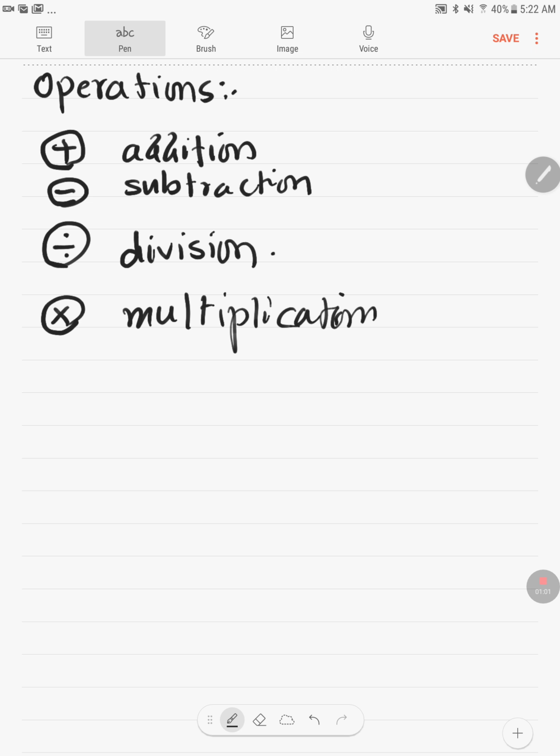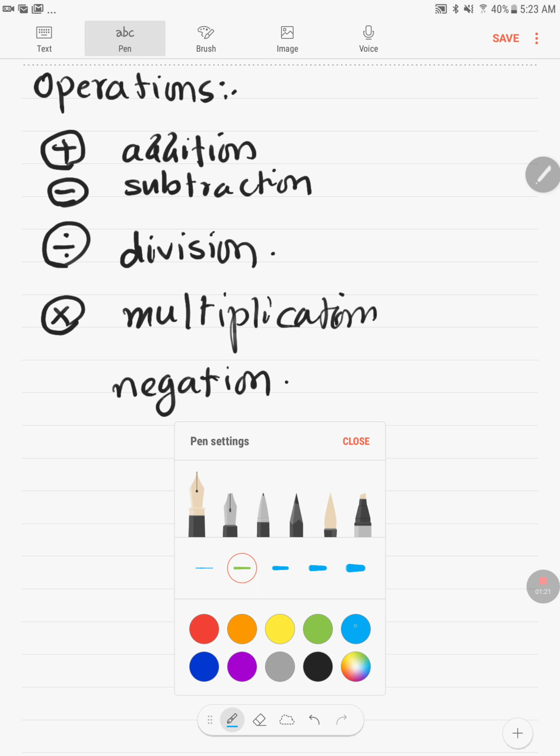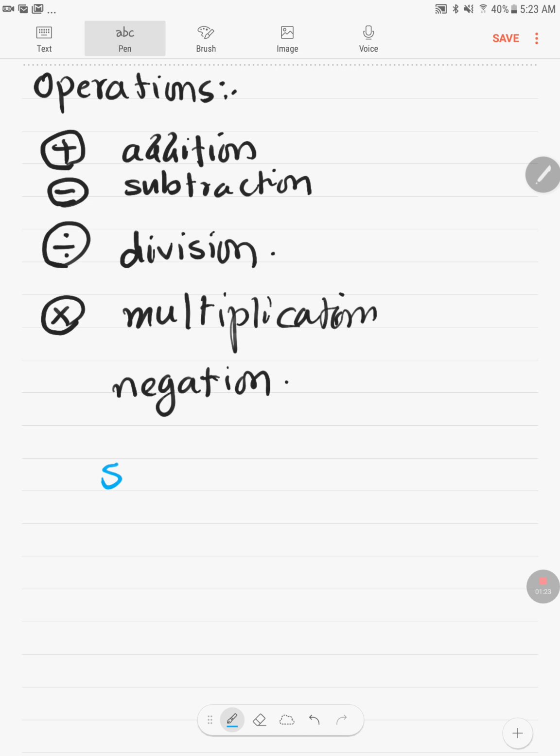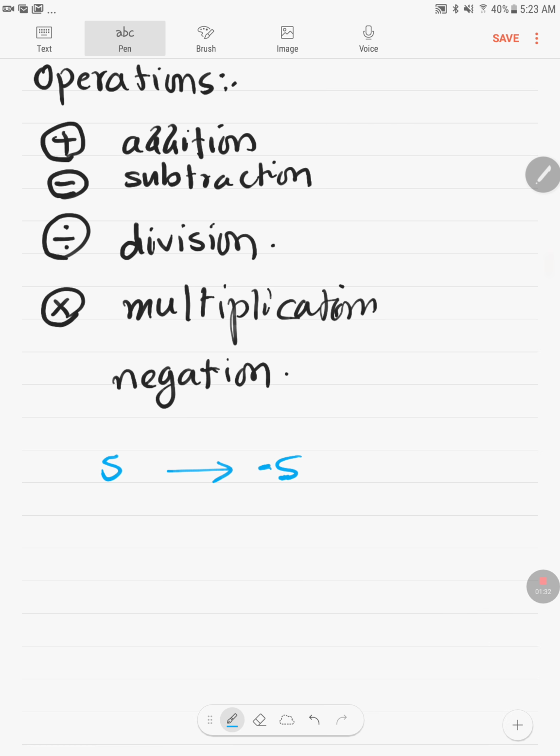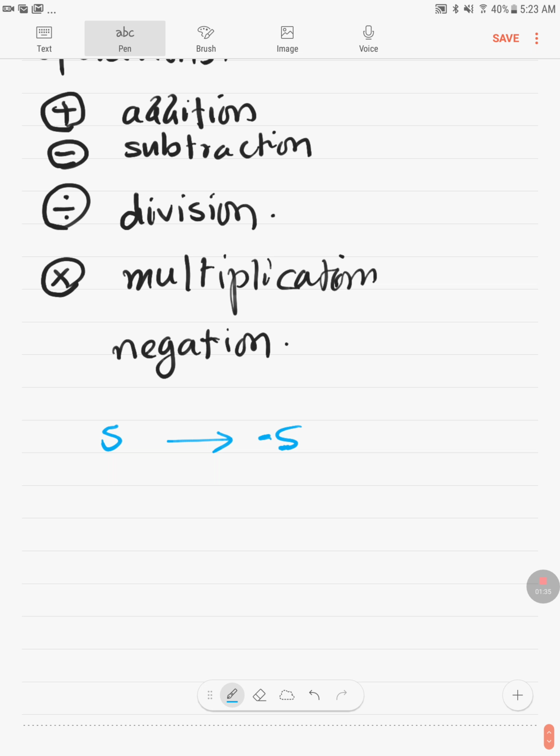Also, there's an operation that's called negation, which is basically negating the number. For example, if you have the number 5, the operation negation will give us -5. Now, these are the basic operations in mathematics.